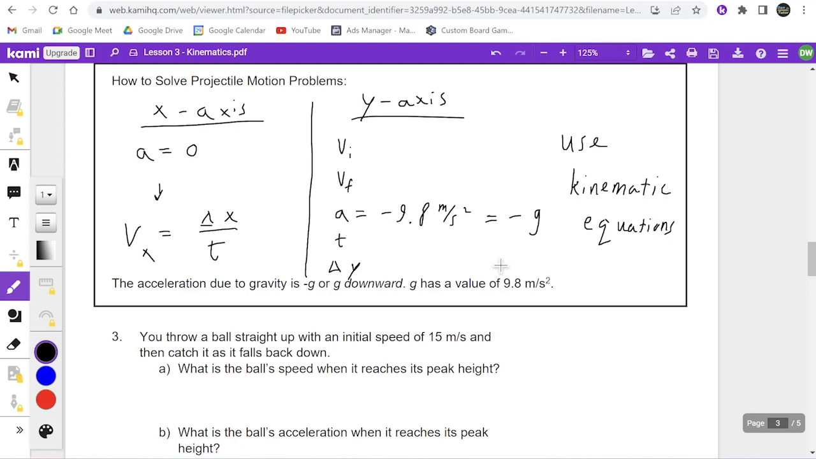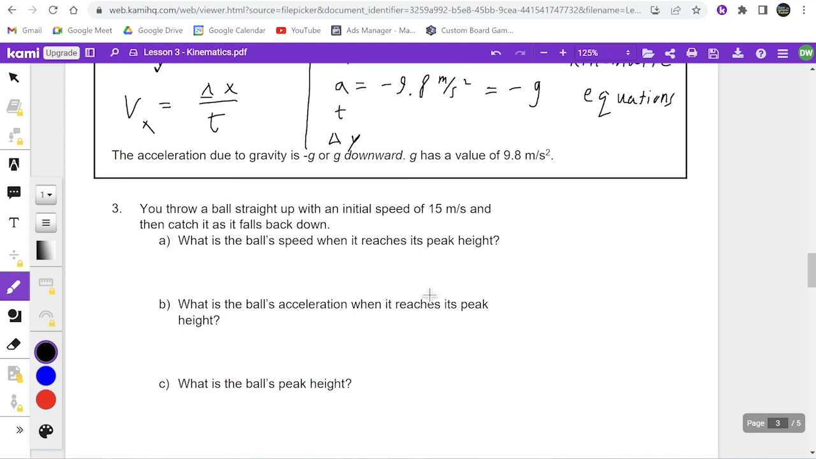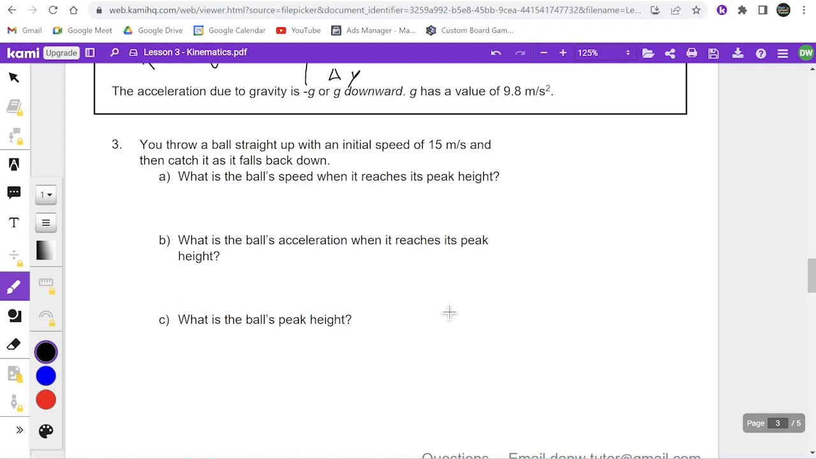So after 5 seconds, you know the speed is approximately 50 because you just multiply it by 10. After 8 seconds, you're looking at about 80 meters per second. And you can easily do that math for basically anything. Now, we're going to do some actual examples of this, and we're going to look at some hard ones.